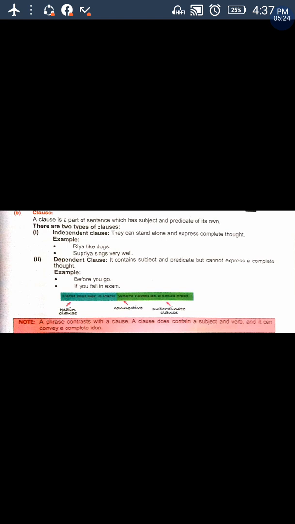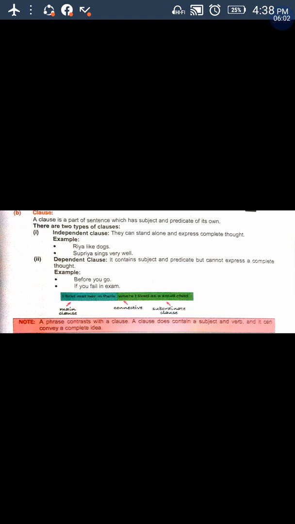I have typed two examples here. Just see. Riya likes dogs and Supriya sings very well. Both are independent clauses. Okay. They alone express a complete thought to us. What does Riya like? Riya likes dogs. And what does Supriya do? Supriya sings very well. Now a dependent clause. What is a dependent clause?